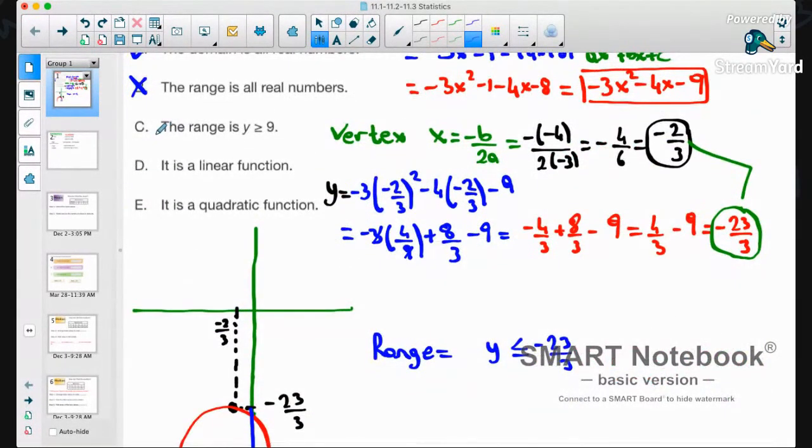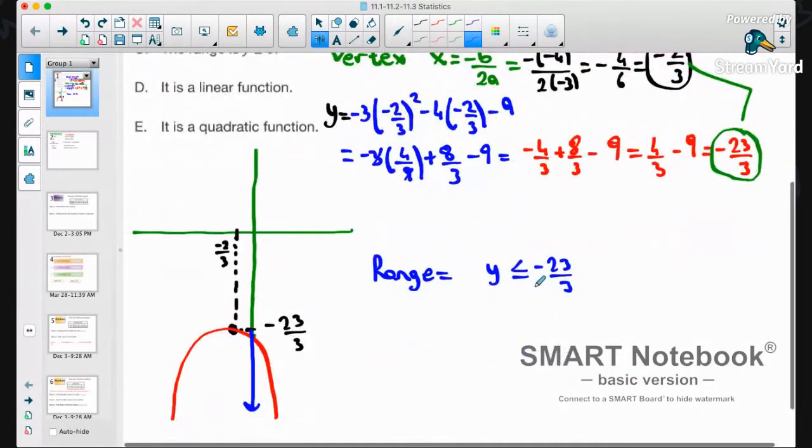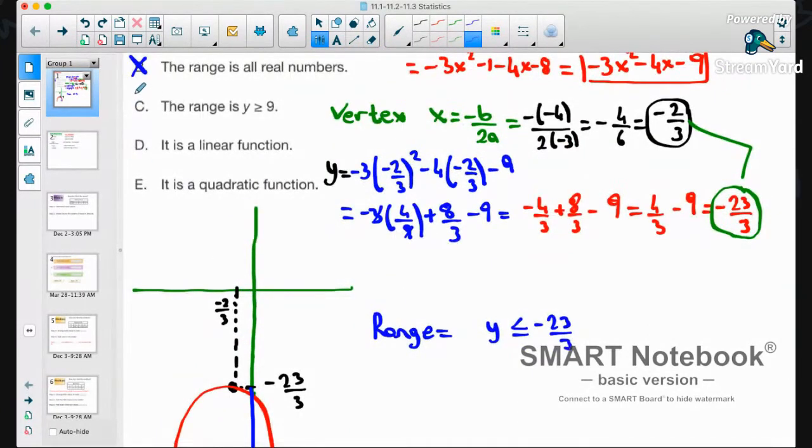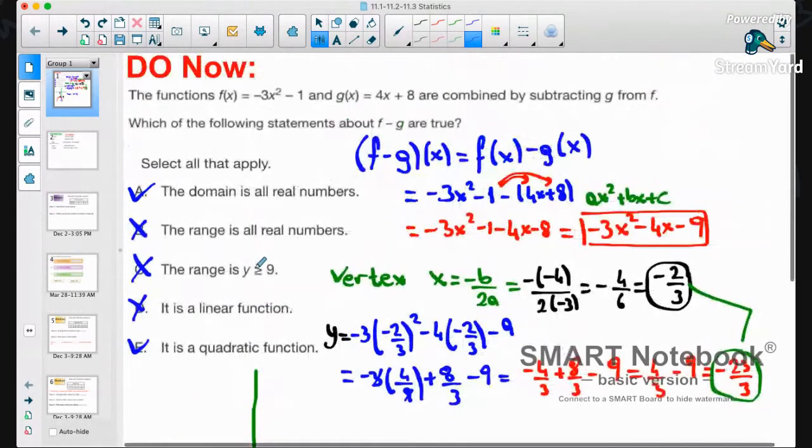Look at C. The range is y is greater than or equal to 9. Is that true? No, we already found that y is going to be less than or equal to negative 23 over 3. This is not the answer as well. It is a linear function. Is that a linear function? No. This is a quadratic function. So this is the do now question. Next.